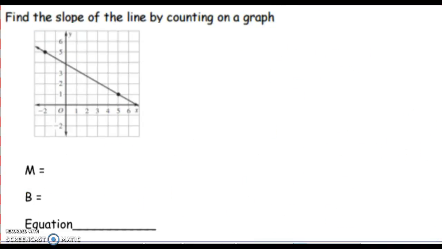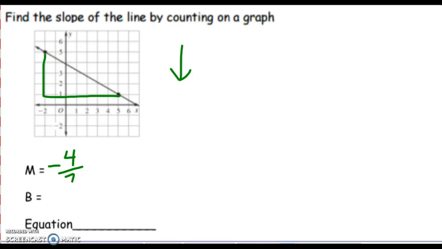Okay, moving on to my graph. First thing I need to do is find my slope. I think the easiest way to do this with a graph is to do your rise over run. So I know that I am going down, so that means that it's negative. I'm going to go down 1, 2, 3, 4, and over 1, 2, 3, 4, 5, 6, 7. So a negative 4/7. My b is my y-intercept.